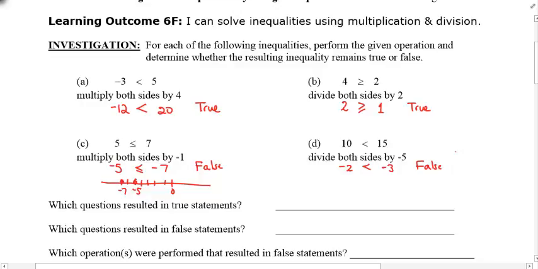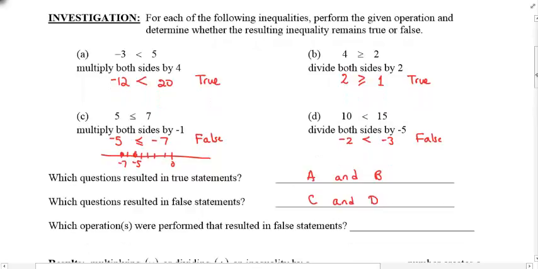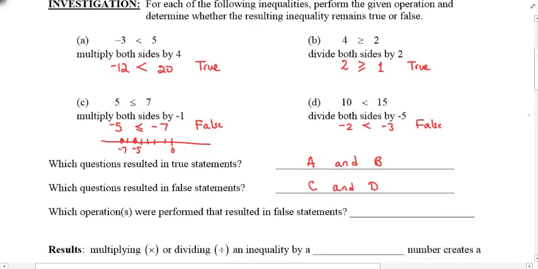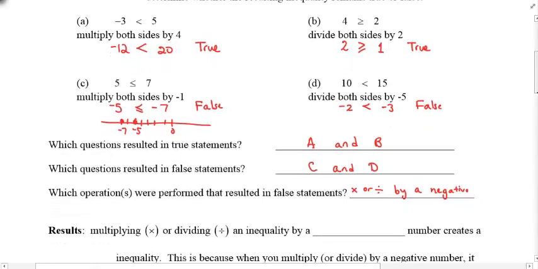Which questions gave you true statements? A and B. Which ones gave you the problems that were false? C and D. So what happened with C and D? Why did those become false? What operations were performed? Well, we were multiplying or dividing, but in C and D you were multiplying or dividing by a negative number, whereas in A and B we just multiplied and divided by a positive number.